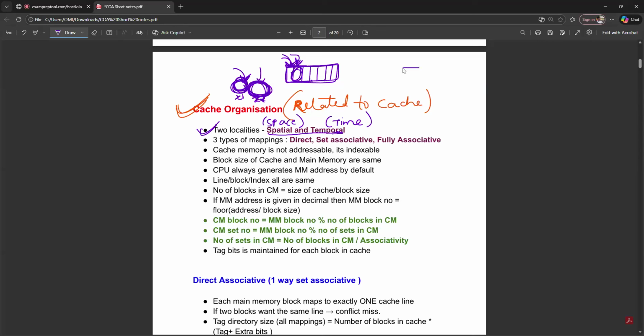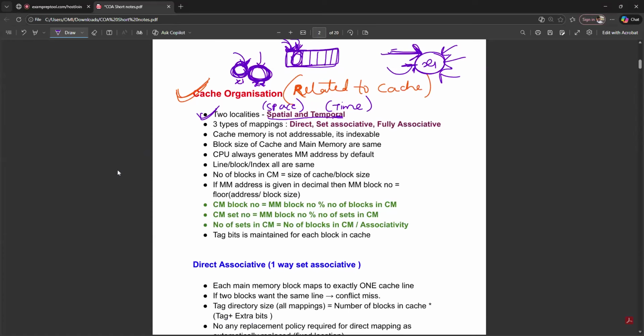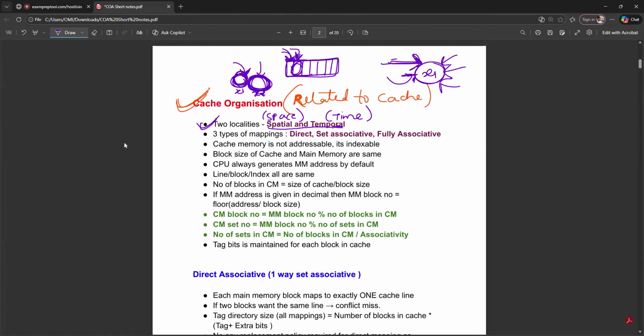And temporal means that if you have accessed the address x1, then most probable that for the next request also you will request x1. So next time x1, again x1, again x1. If you request it, it is called temporal locality. So it's a very easy concept, spatial and temporal.